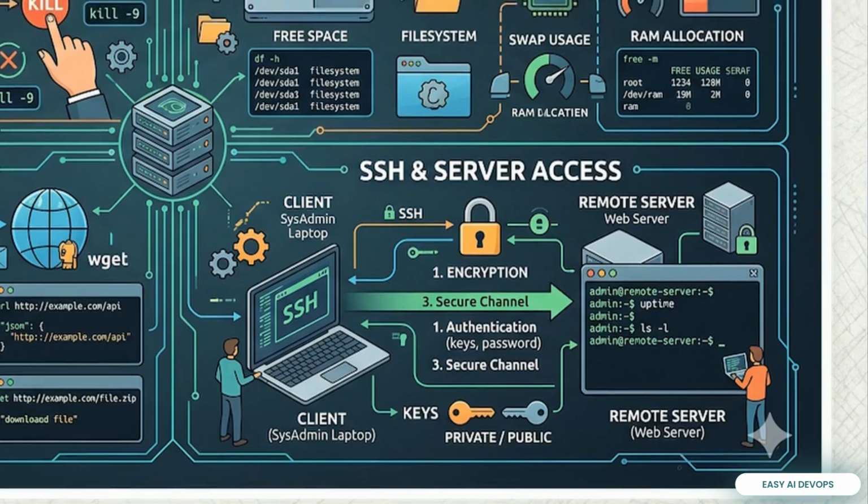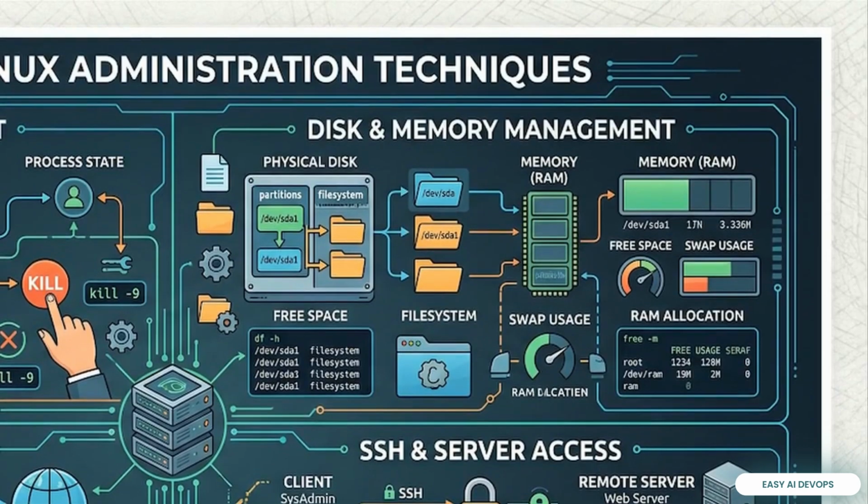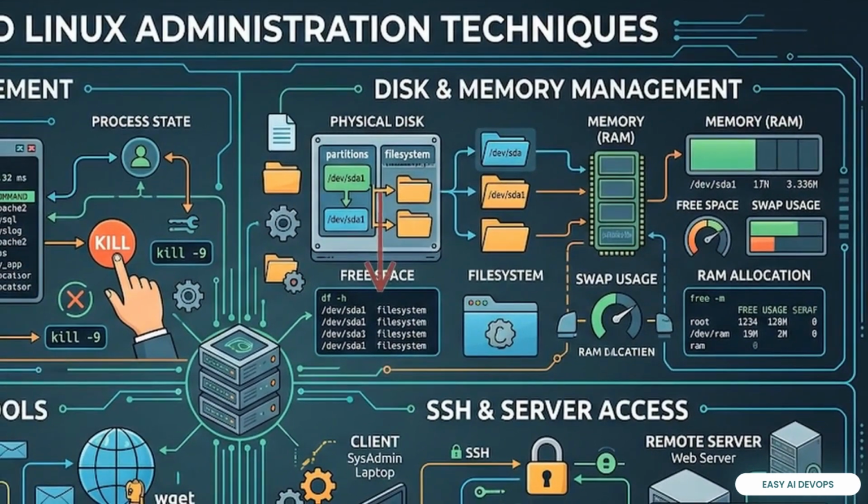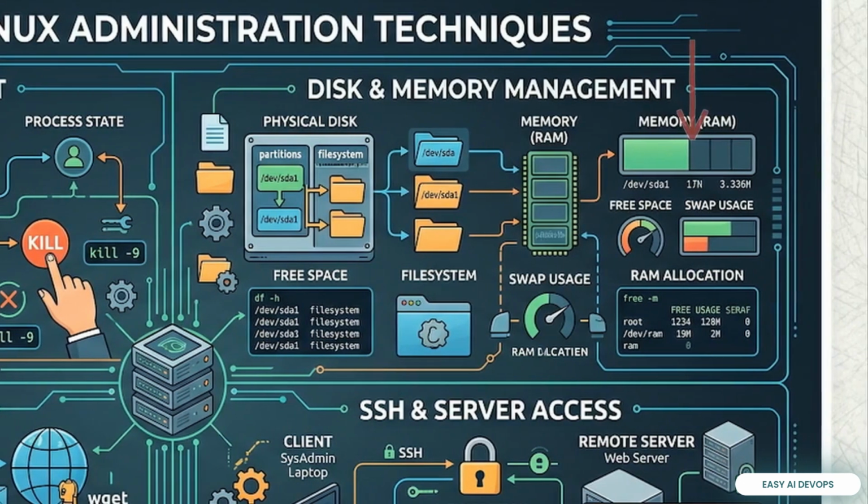Moving to the disk and memory management panel, we start our diagnosis. First, we type df -h to check the physical storage. We need to know if the hard drive is completely full, which is like running out of space in the pantry. Next, we run free. This checks our RAM, the system's active memory. If the RAM is maxed out, it means the cooks have completely run out of counter space to prepare orders.